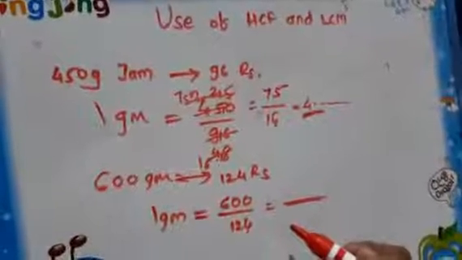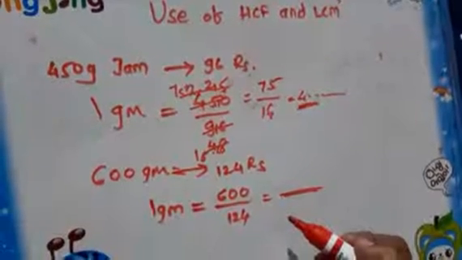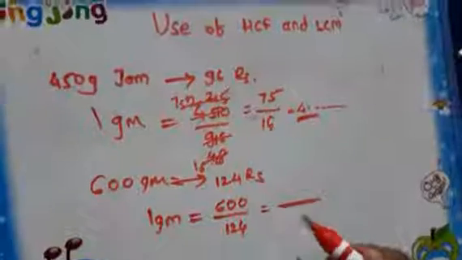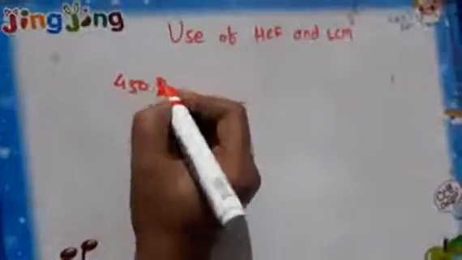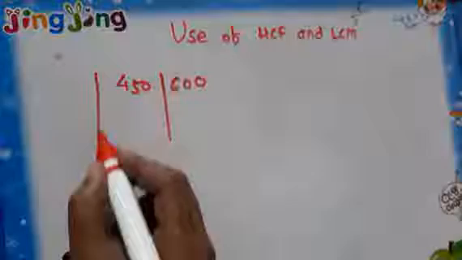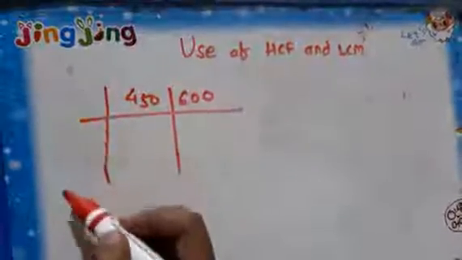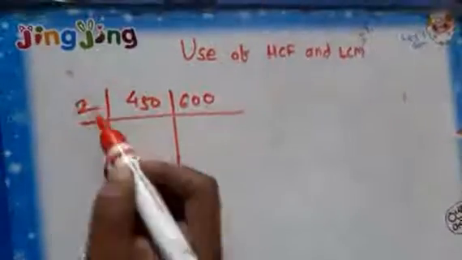Instead, a simpler method for this calculation is to find the HCF of 450 and 600. So for this example we will see how to use HCF to find the answer. We will find the HCF of these two numbers, 450 and 600. We will list only the common factors and multiply them. Both contain zeros at the unit place, so these are divisible by 2.